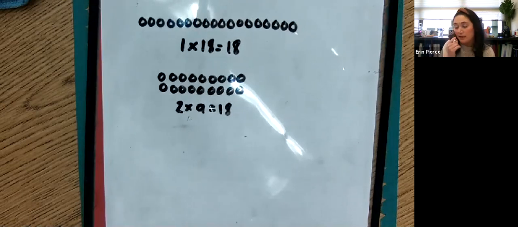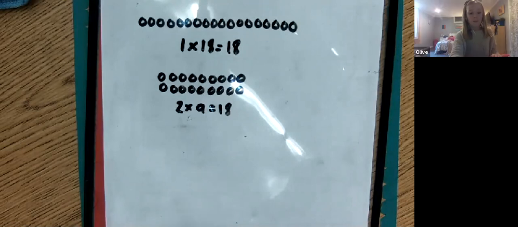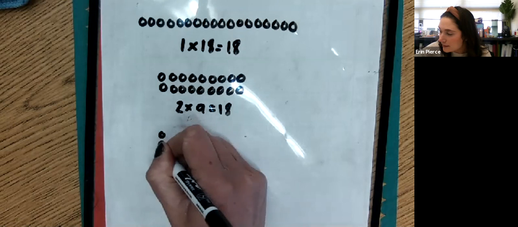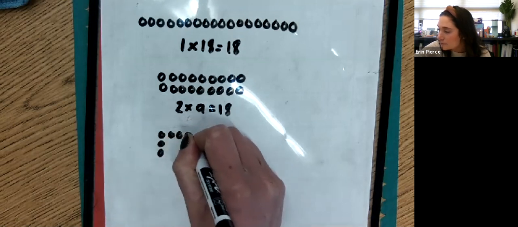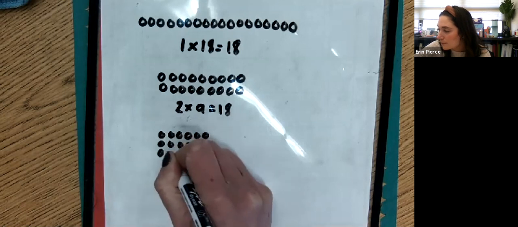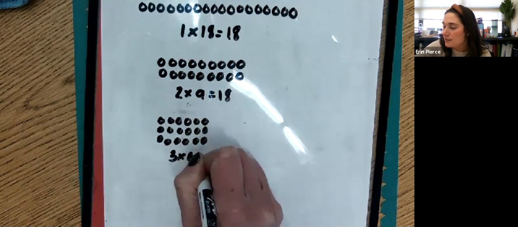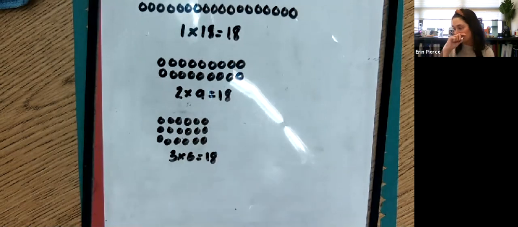And finally, what is another set that I could draw? Olive. 3 times 6. Yep, I could draw a 3 by 6. So I would have 3 times 6 equals 18.